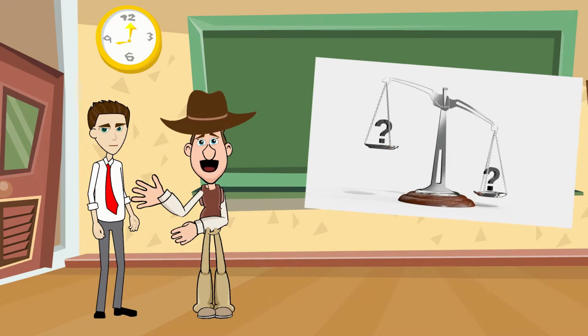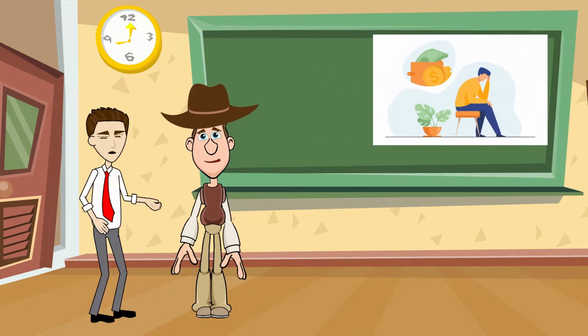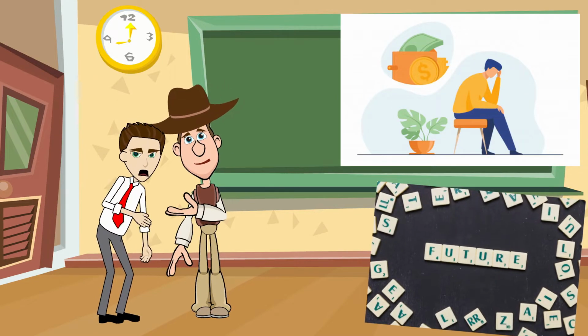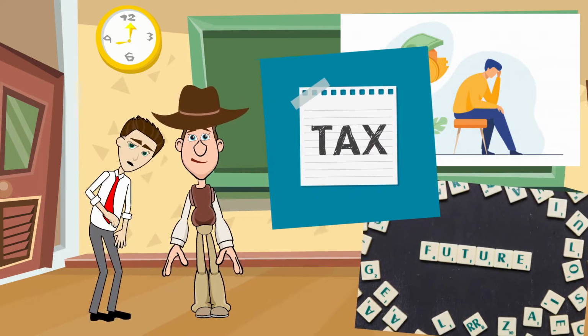What do I do if my losses are more than my gains? In that case, your net capital gain is negative, and you can roll over the loss to future years to decrease the amount of tax you pay in the future.